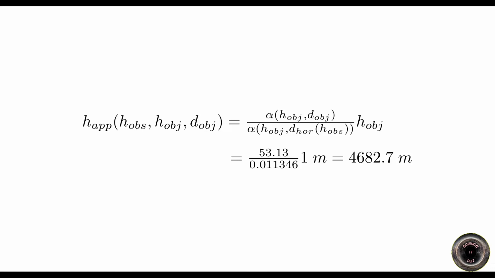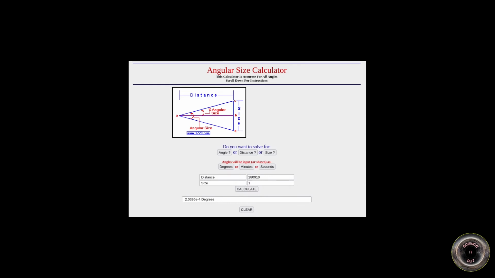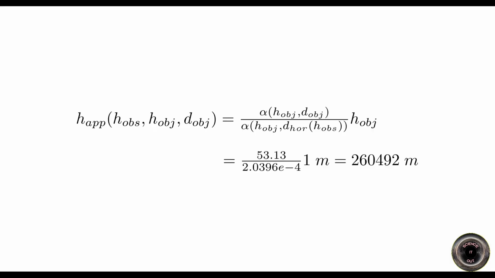And it actually gets better. The whole video from Taboo Conspiracy was about Mountain Denali, so let's see what happens if the observer is on top of Denali. The height is 6,190 meters in such a case, and the horizon from this distance, again the geometric horizon, is 280.91 kilometers away. The angular size of the stick at this distance is 2.0396 times 10 to the minus 4 degrees, which is 2 parts in 10,000. So if the observer is on top of Denali and looks at a 1 meter stick from the distance of 1 meter, the apparent height of the stick comes down to over 260 kilometers.